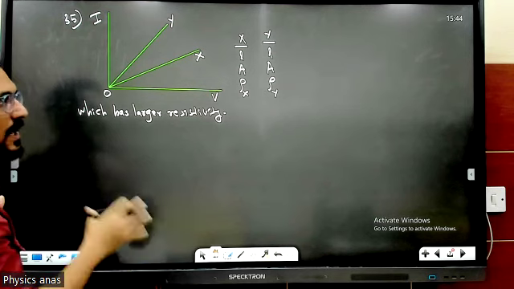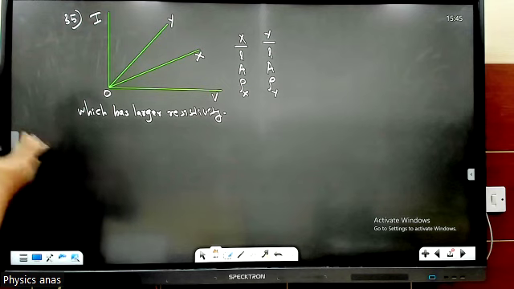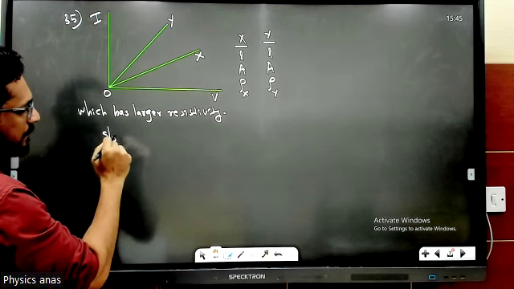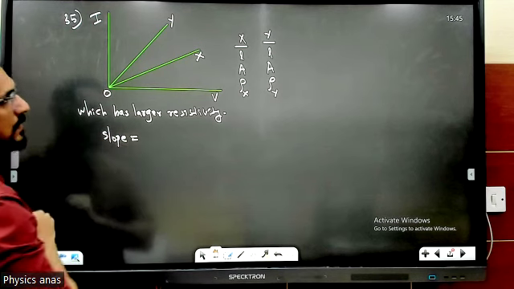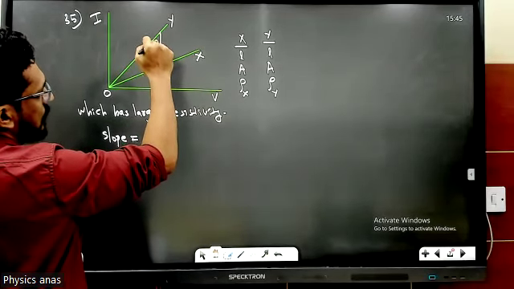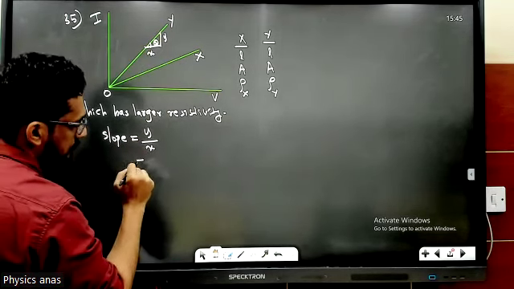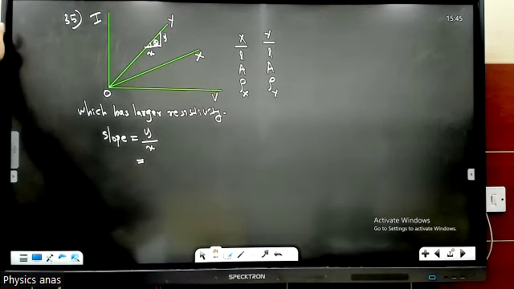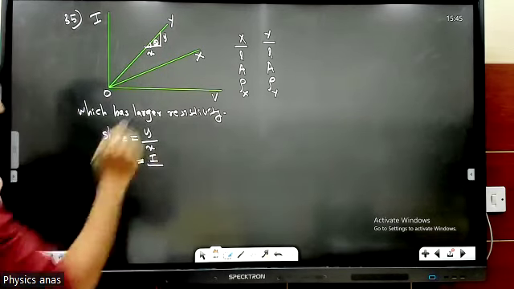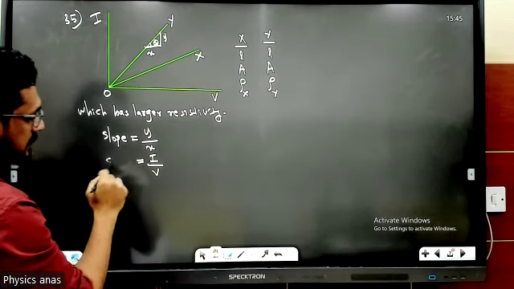Such types of questions we can do with the help of slope. Just looking at the graph, if the graph is a straight line, you can use the idea of slope. What is slope in this graph? Slope is always tan theta, or y by x. What is y here? Y here is the value of current, divided by x, which is V, voltage.